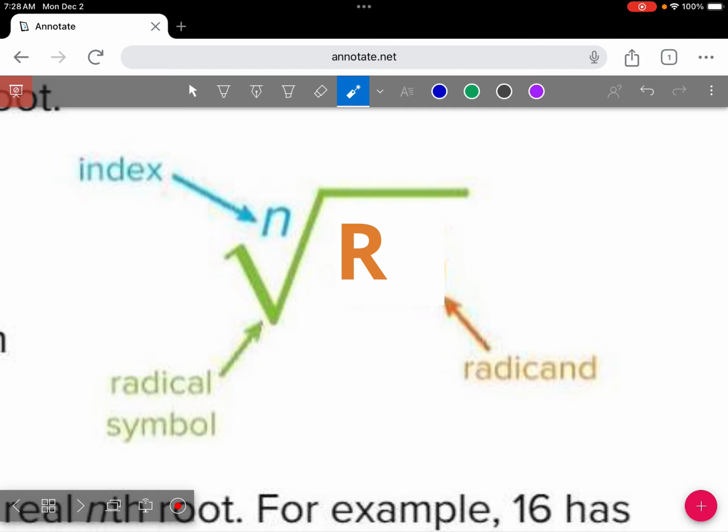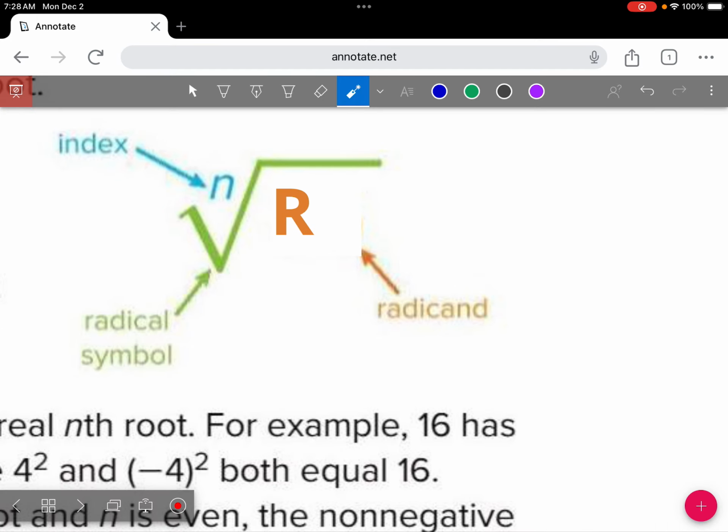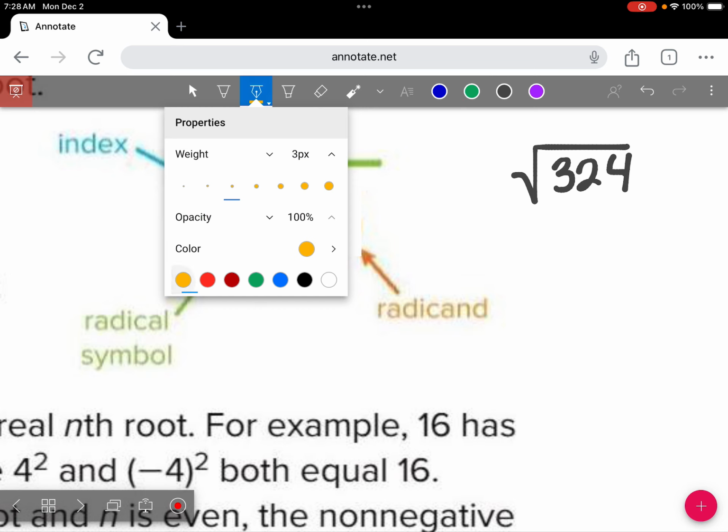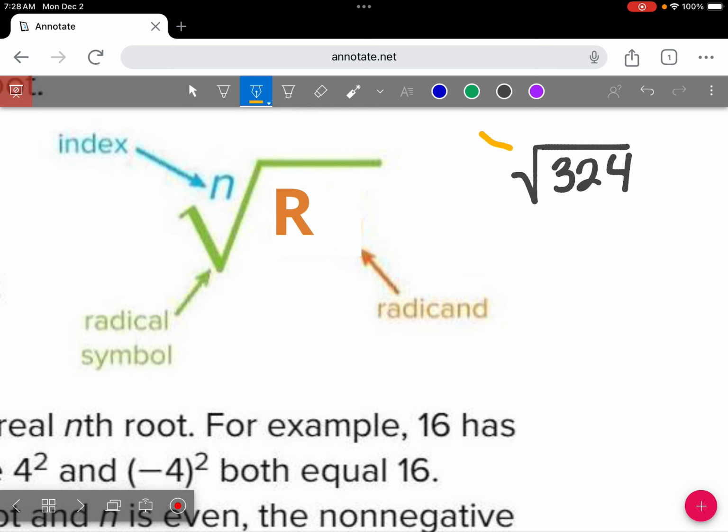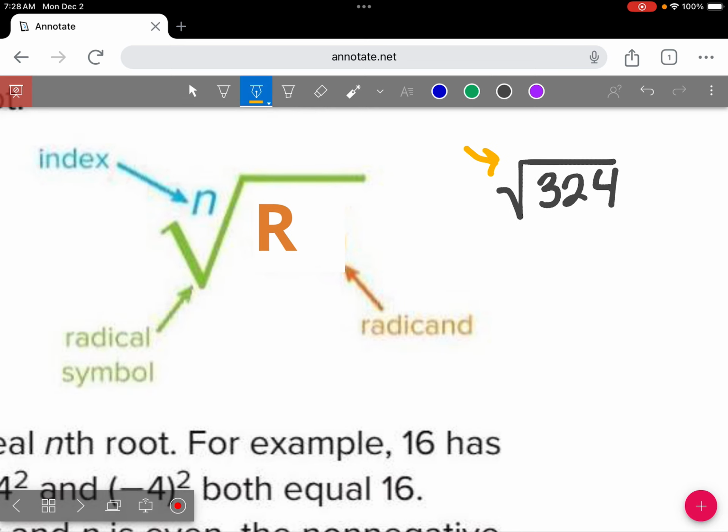So the default state of our index, if I don't put any number in it, like if I just write the square root of 324, that one we did in the bell work, our index has nothing written there. If nothing's written there, there's an invisible 2. If it is anything other than a 2, we will put it there. We're never going to ask you to guess what kind of root it's going to be.